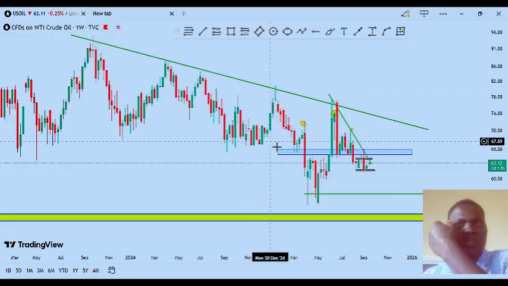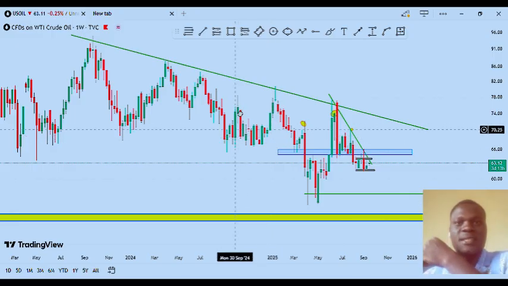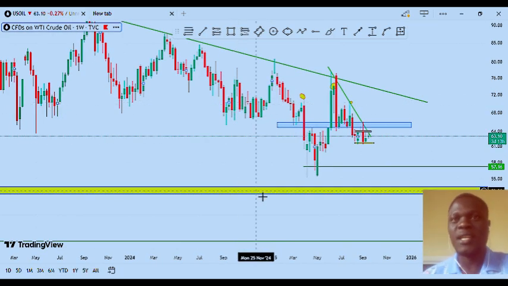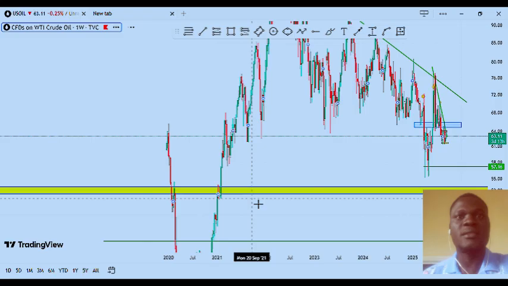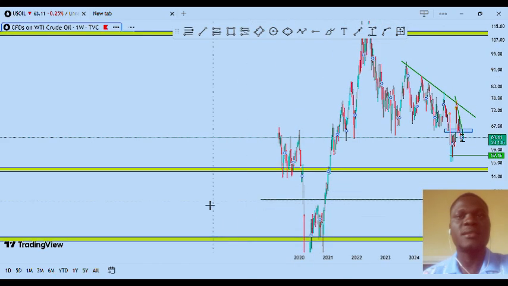Once we test this institutional level, I'm taking out my profit. If I start seeing some massive candlestick rejection at this level, that level is a very important one. Let's zoom out and see which level that is.